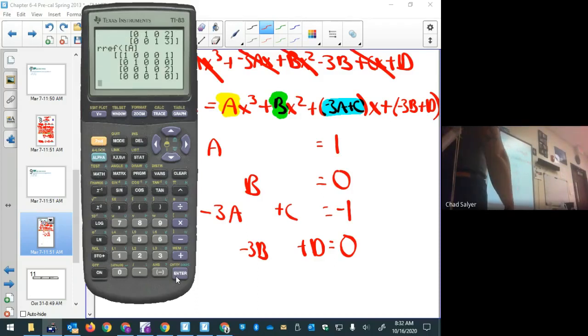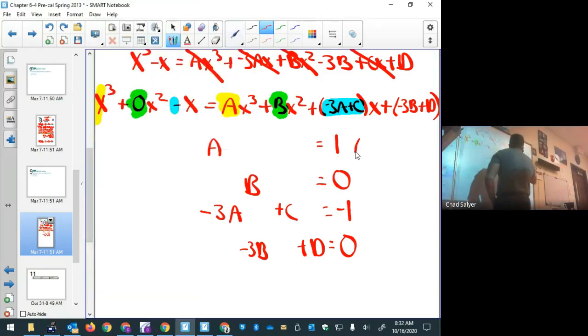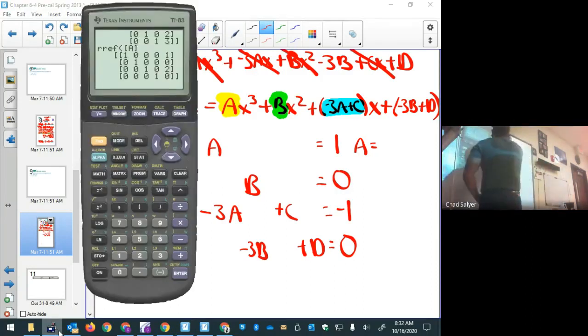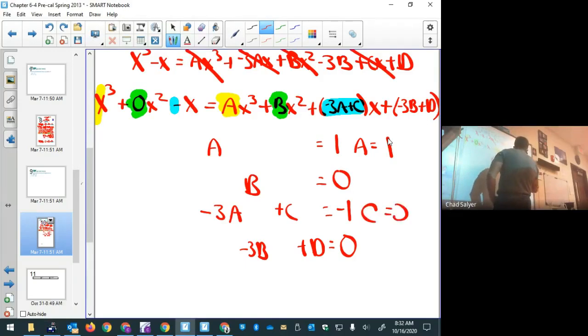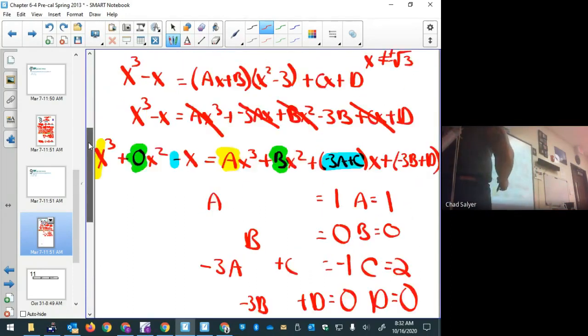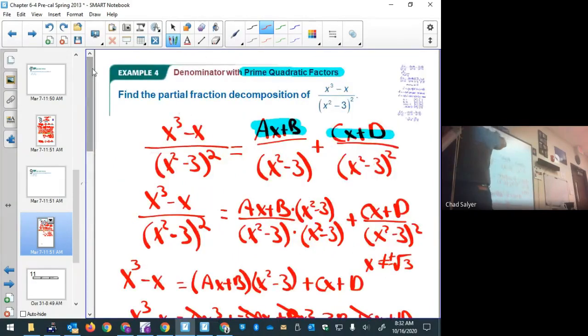So the answer is A is 1 and C is 2. B and D are both 0. So B and D weren't necessary, but we put them in there in case they were necessary in this particular case. All right, now let's go back to our original formulation, plug in our variables.